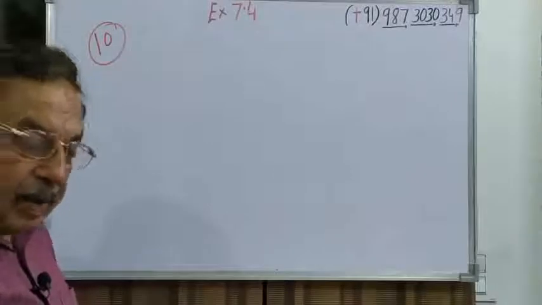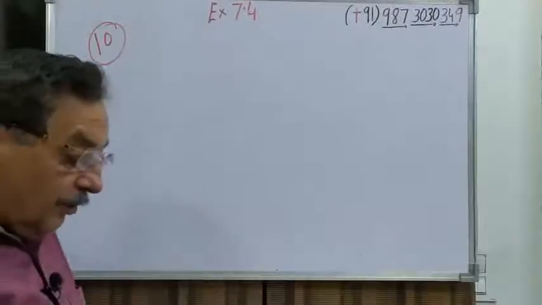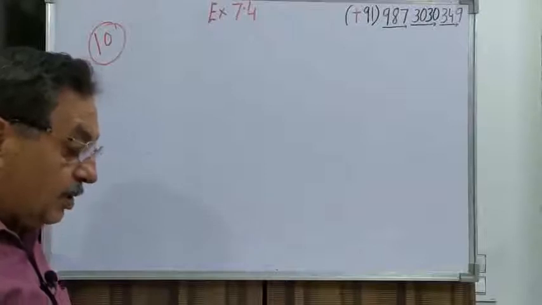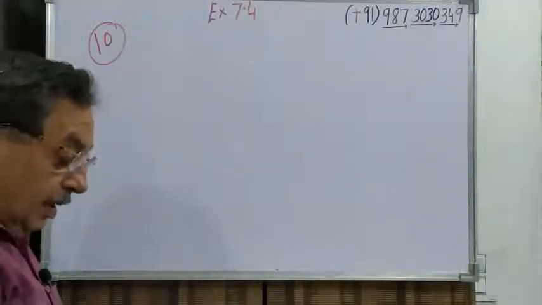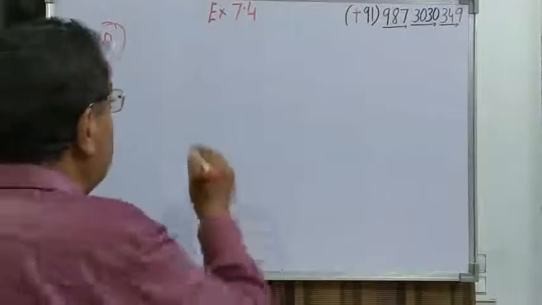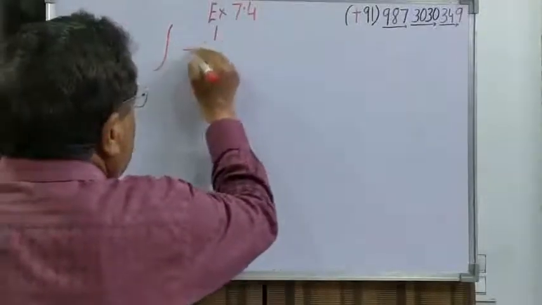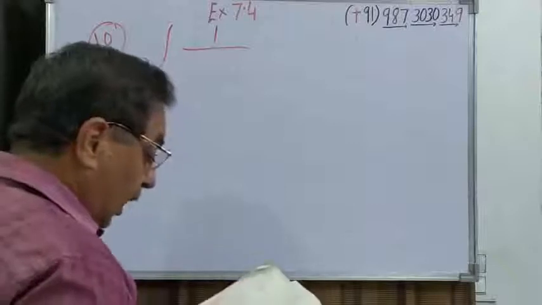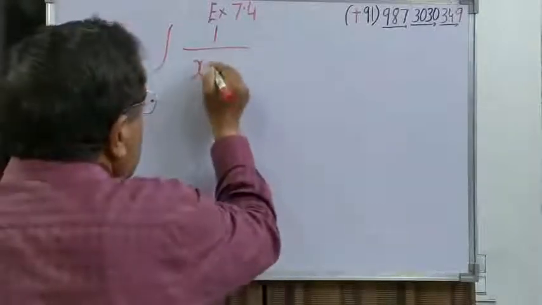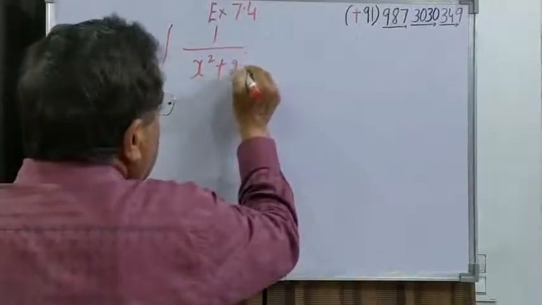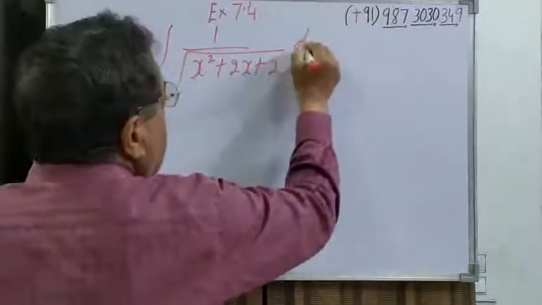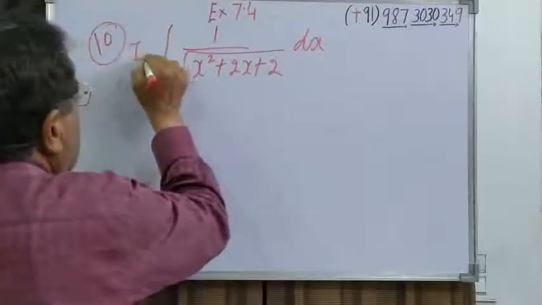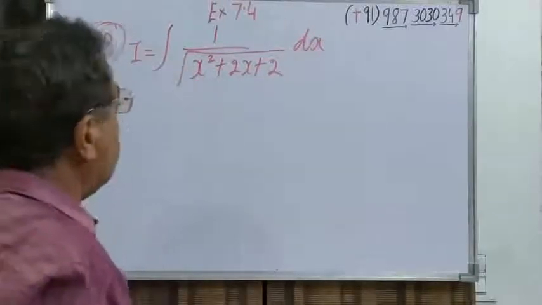The next important question of exercise 7.4 is question number 10, and that is equal to the integration of 1 upon the square root of x square plus 2x plus 2, with respect to dx. So this is our question now.